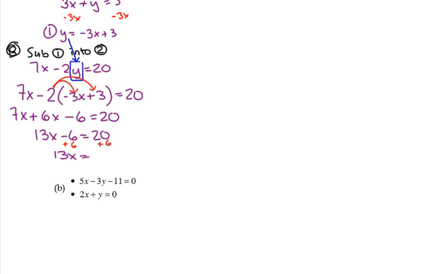20 plus 6? 26. And then what's x equal to? Divide by 13. X equals 2. Yay. We added 6, right? To get x by itself. Now we know x is 2. We need to find y.